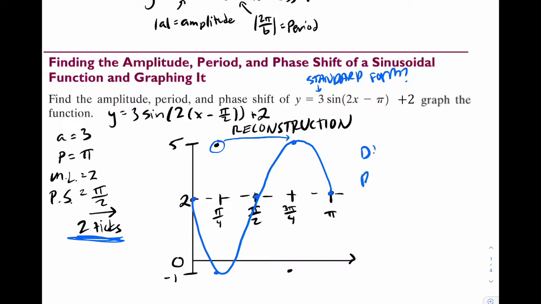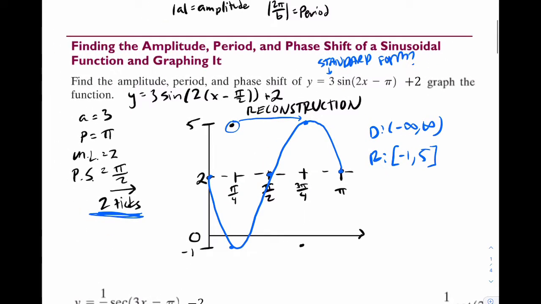Let's do domain and range. Your domain is going to be all real numbers, and your range is going to be -1 to 5. And there we go. There's our graph. We shifted it, no problem.